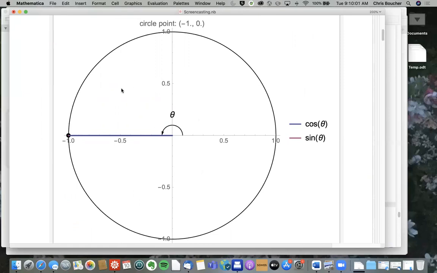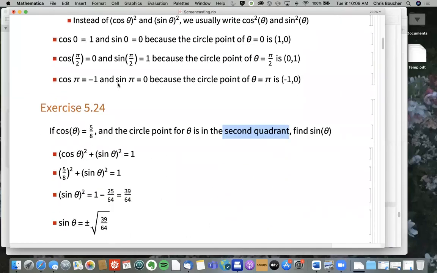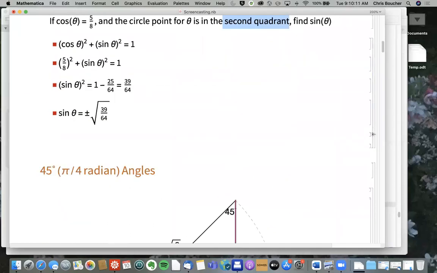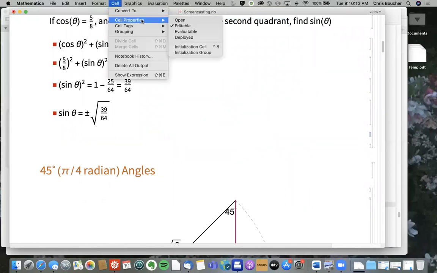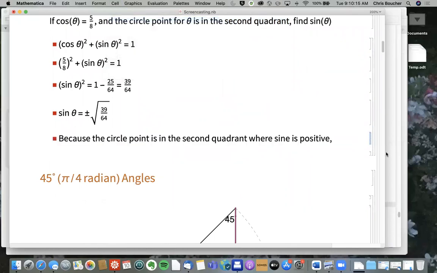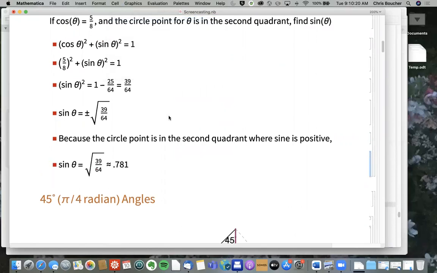And in this quadrant where the cursor is moving around now, the y coordinates are positive, which means the sine value will be positive. That tells me that what I want is the positive square root, not the negative square root. I imagine this is what the next two items say. Yes, sine is positive, so we want the positive square root. And so that's our solution. Sine is the positive square root. And on my calculator, that comes out to about 0.78.